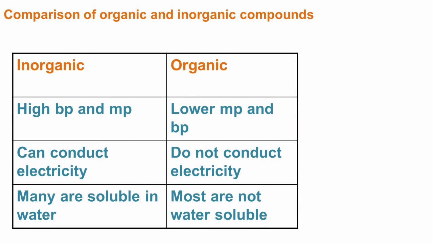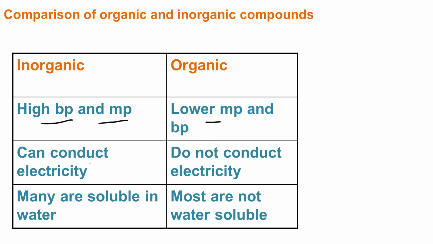Let's take a look at some of the properties of both inorganic and organic. Remember, last semester we talked about inorganic compounds, salts, okay, sodium chloride, magnesium chloride, sodium sulfate, and so on. So inorganic compounds like ionic compounds, salts, they have very high boiling points and melting points. Organic compounds, on the other hand, have lower melting points and boiling points.